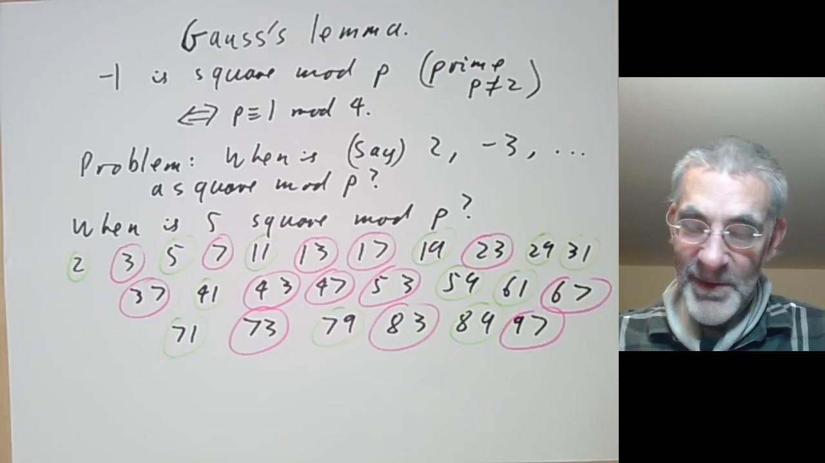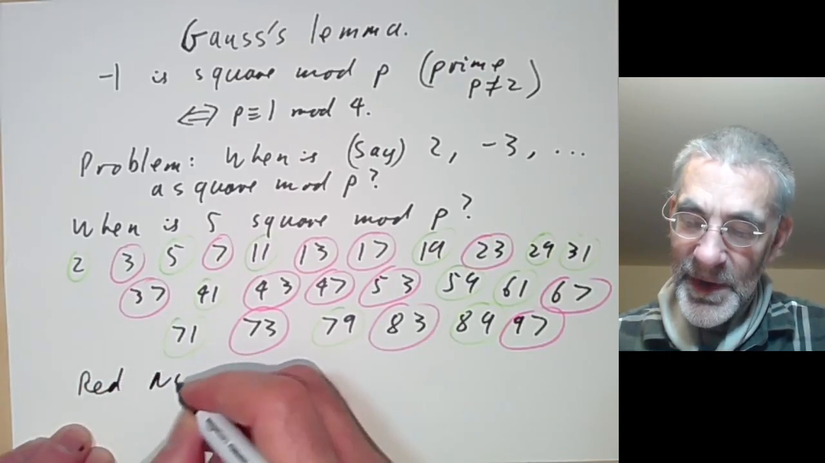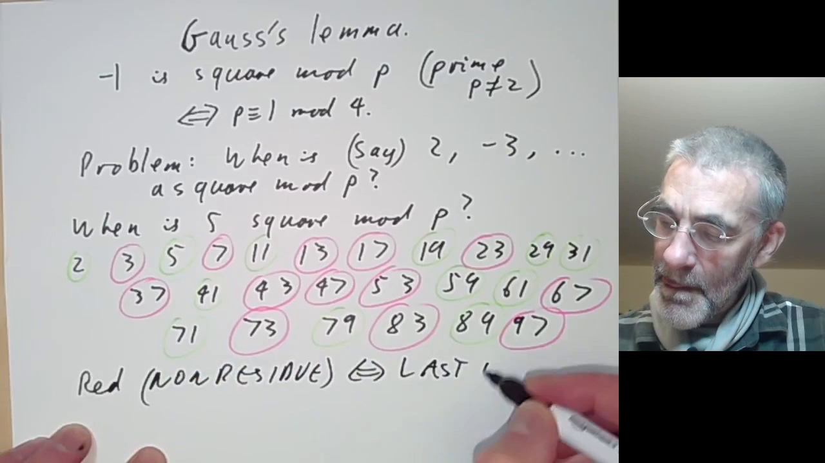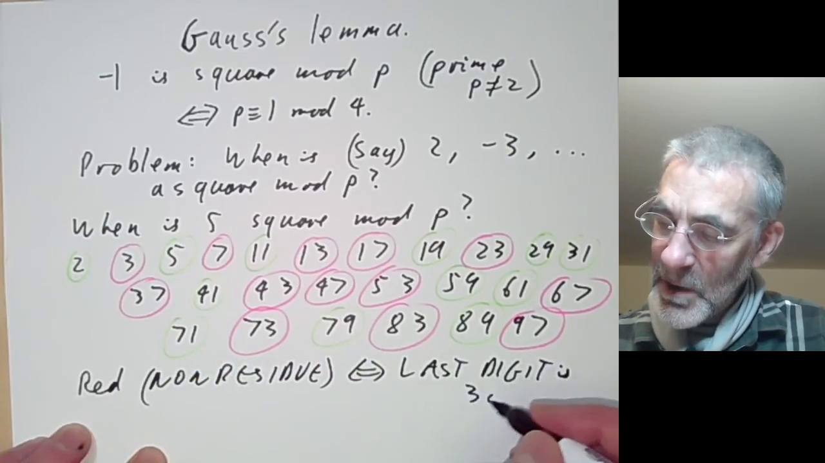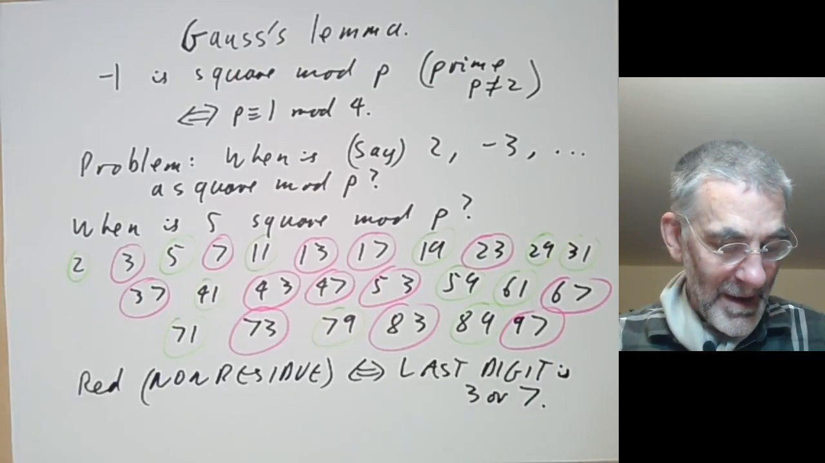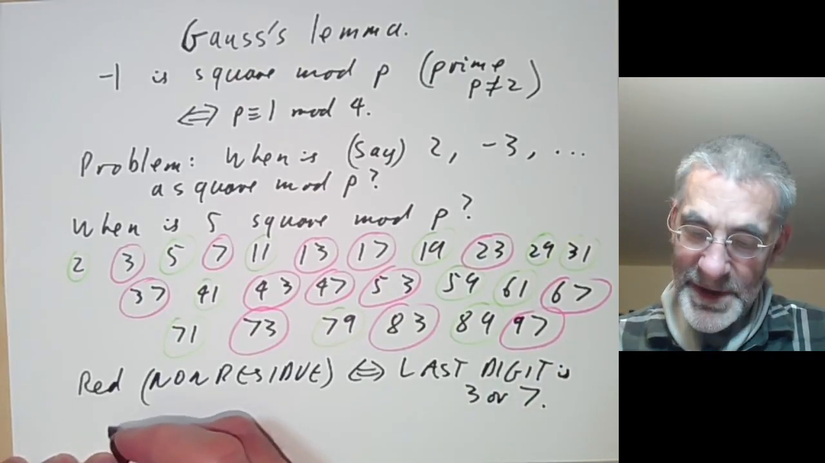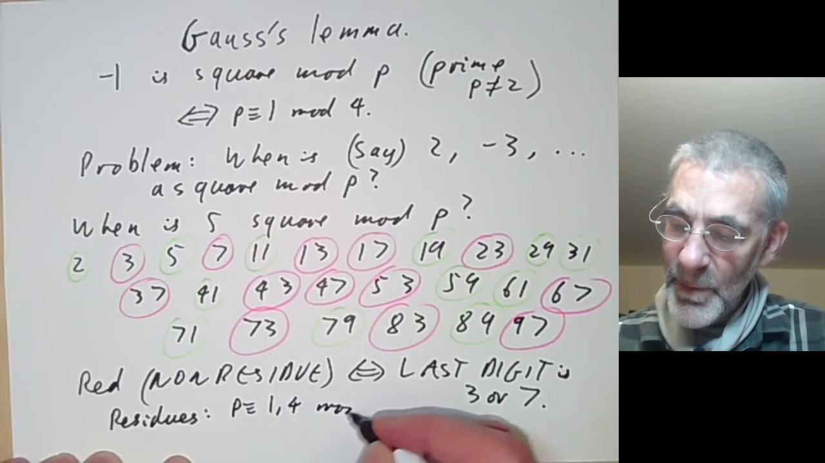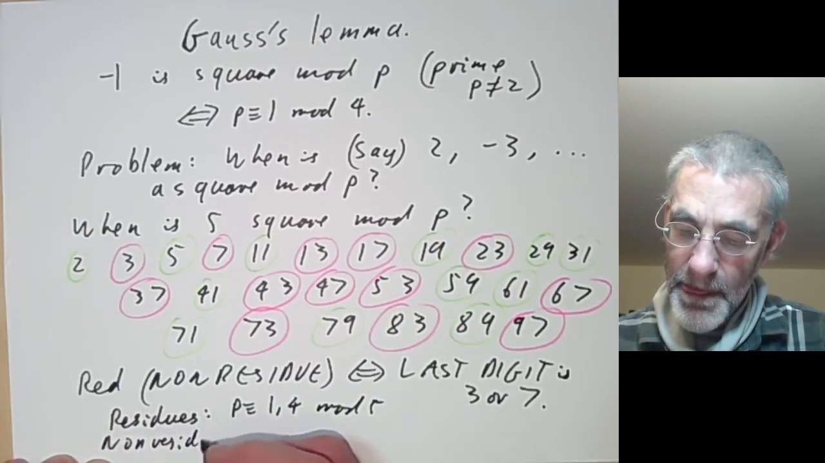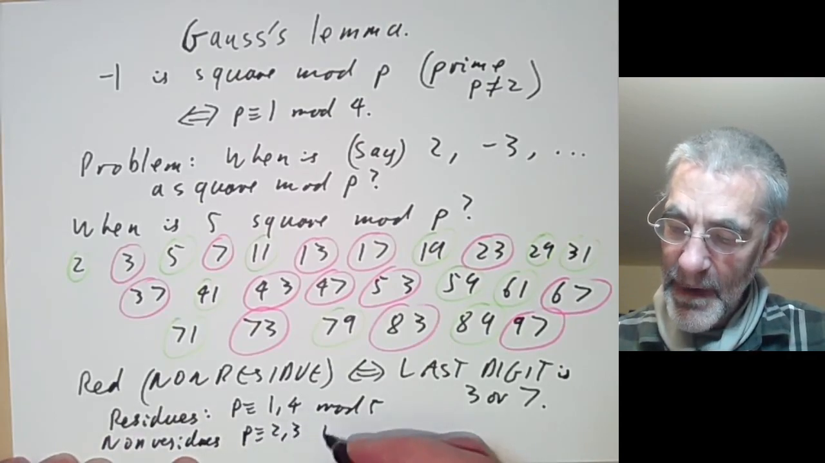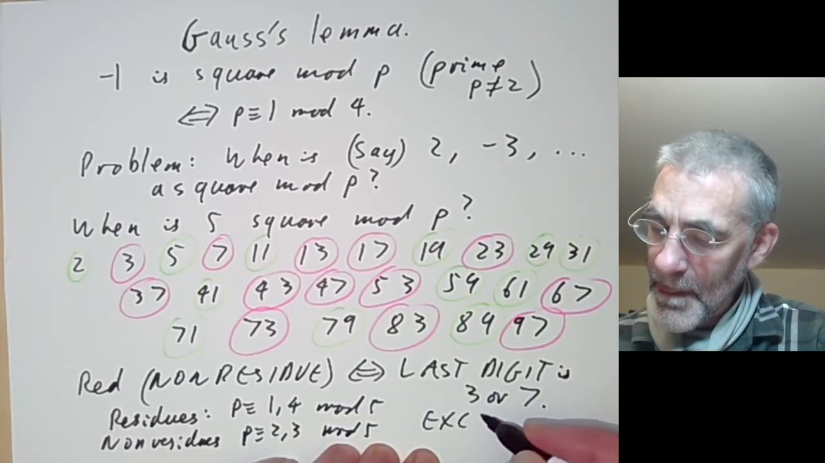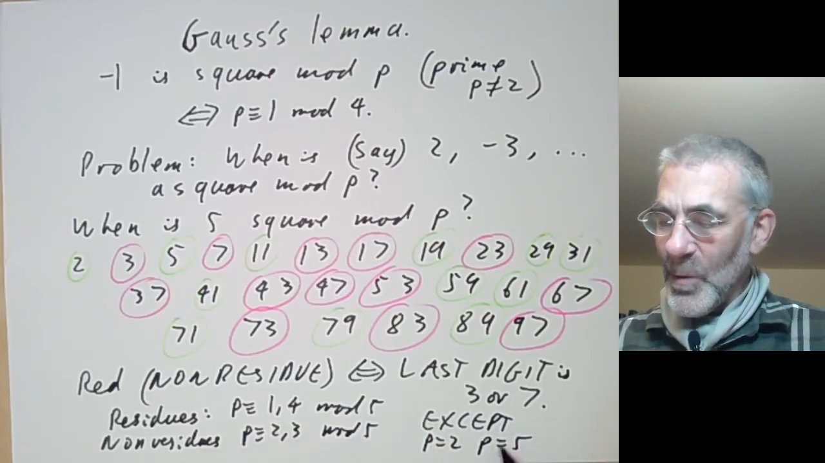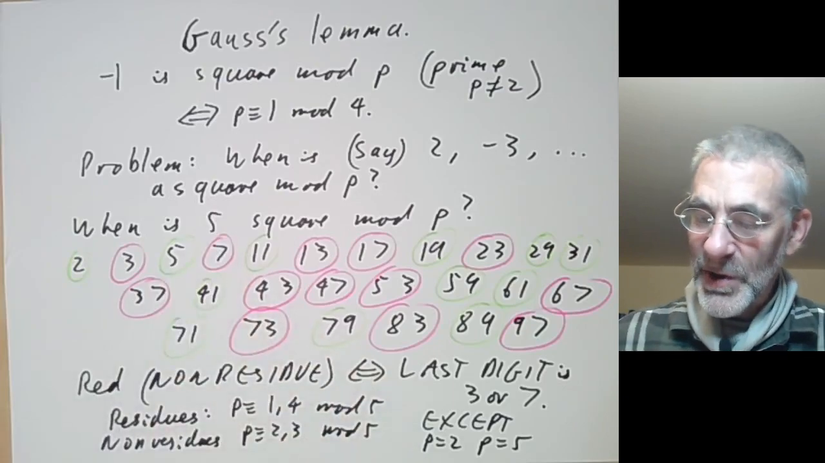Okay, so the rule is very simple. It's red, a non-residue, if and only if the last digit is 3 or 7. In other words, the residues are the ones with p congruent to 1 or 4 mod 5, and the non-residues are the ones with p congruent to 2 or 3 mod 5, except for p equals 2, which always goes wrong, and p equals 5, which is obviously going to go wrong because 5 is the number you're actually looking at.